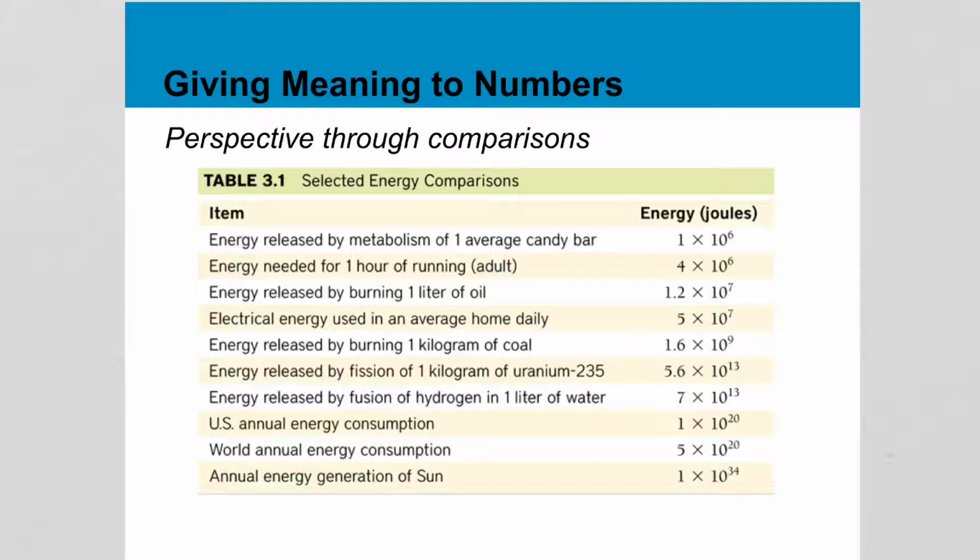Perspective through comparisons. If we're talking about energy comparisons, you can read through this. For example, the energy released by a candy bar is just 1 times 10 to the 6 joules, while the energy generated annually by the sun is 1 times 10 to the 34 joules. That doesn't sound like a whole lot more, but it's times 10 each times greater. So it's a huge difference.